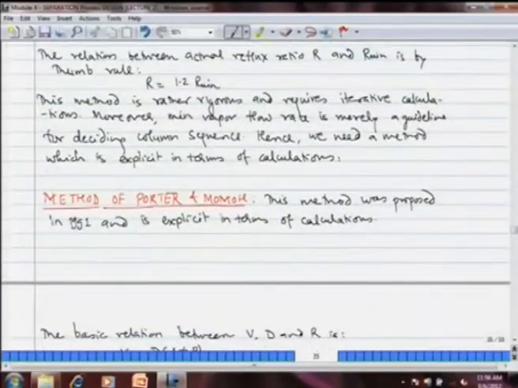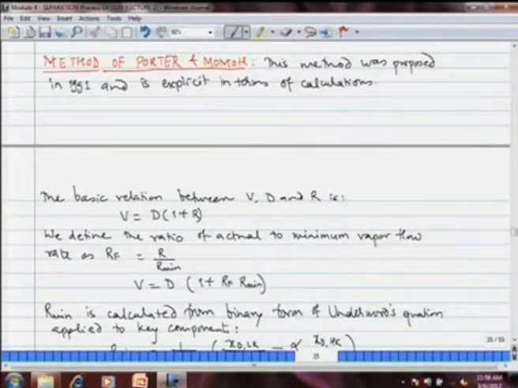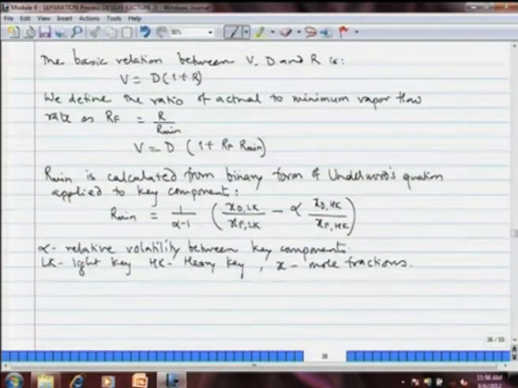Now, Porter and Momoh, these two scientists, invented a method in 1991 which is a simpler form of the Underwood equation, and it is explicit in nature. Now, let us see what the method is. The basic relation between the vapor flow rate V, distillate flow rate D and reflux ratio R is V equal to D into 1 plus R, as we just saw. Then we define the ratio of actual to minimum reflux as RF, which is equal to R by R minimum, and then we substitute for R as RF into R minimum. So, V becomes equal to D into 1 plus RF times R minimum.